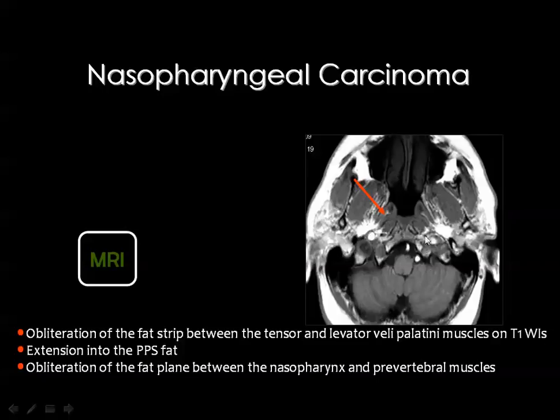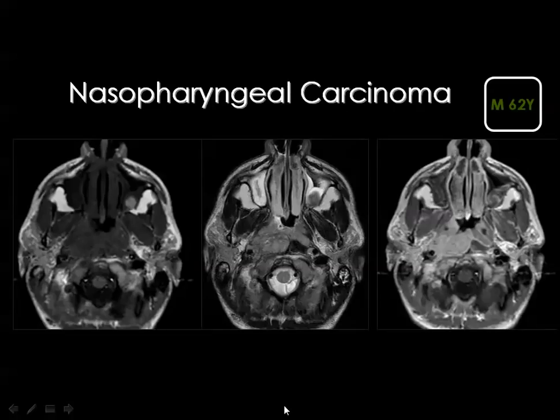You remember that the torus tubarius is formed of two muscles, which are the tensor and the levator veli palatini muscles. These muscles are separated by a high signal fat because this is a T1 weighted image. The earliest sign of nasopharyngeal carcinoma by MRI is obliteration of this fat plane, meaning that there is a mass infiltrating the torus tubarius and obliterating this fat plane between the two muscles.